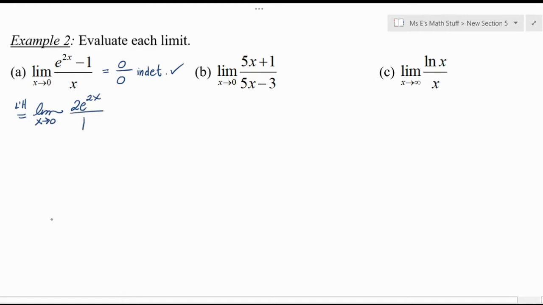And then try direct substitution again. And we'd end up with e to the 2 times 0, which is 1. And 2 times 1 would be 2. There we go. And we're done.